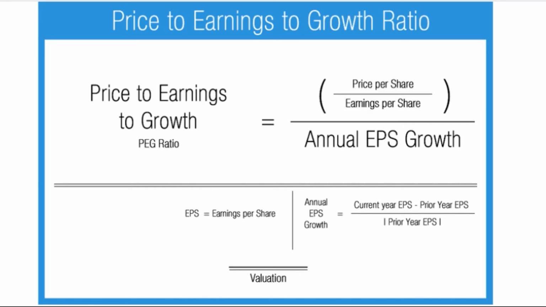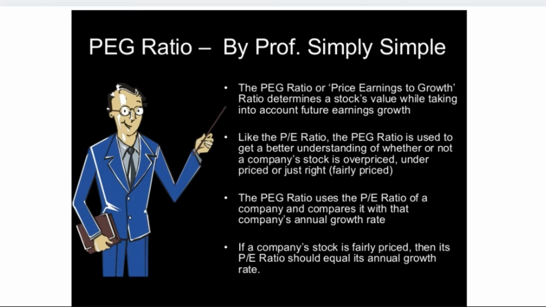The result can be compared with that of peers with different growth rates. A PEG ratio is one signal that the stock is valued reasonably. A figure of less than 1 indicates that the stock may be undervalued.